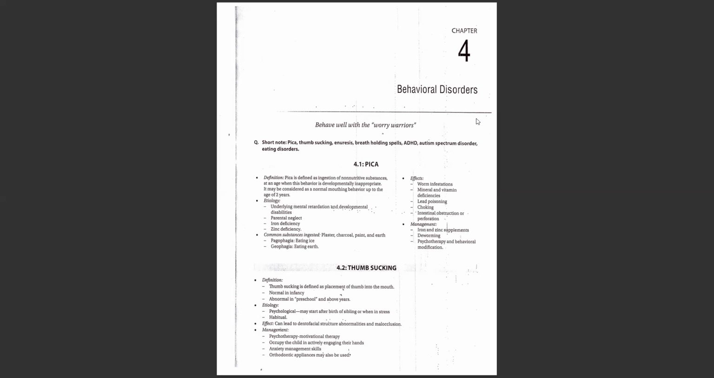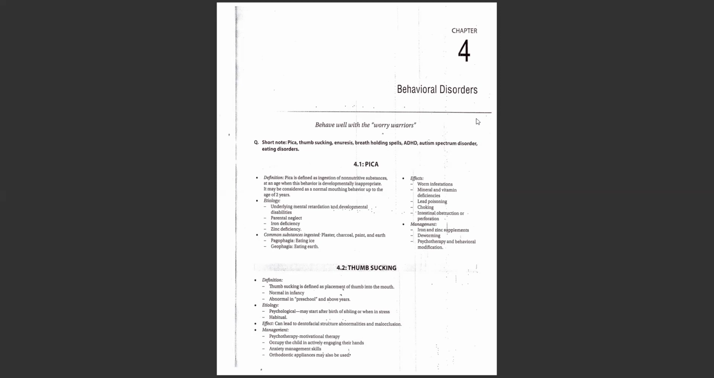So there are different etiologies for pica behavior. First is underlying mental retardation and developmental disabilities, the second is parental neglect, and the third is iron deficiency, which is the most common cause for pica. The fourth is zinc deficiency. The non-nutritive substances usually ingested are plaster, charcoal, paint, and earth. Pagophagy is the eating of ice, and geophagy is the eating of earth.